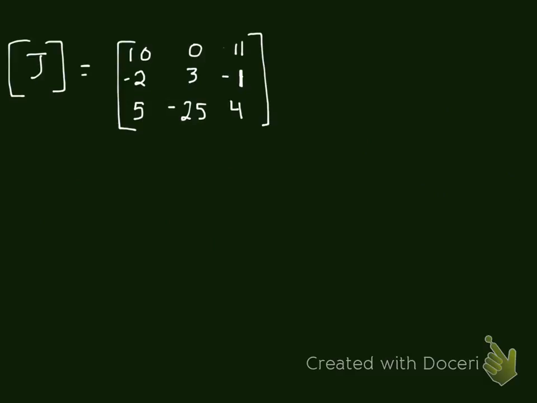Now the J matrix. We're only going to do the determinant for J. Remember, because it's a 3 by 3 matrix, we have to copy column 1 and column 2 off to the side. Negative 2 and 5, 0, 3, negative 25. Those get copied. Now we're going to go down and we're going to go up. We do all the downs first. Follow the diagonal. All the downs first.